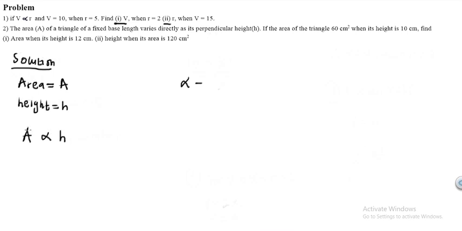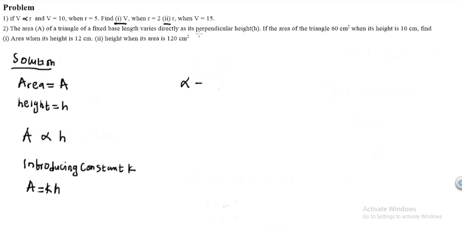Now, like we did before, the next thing we want to do is to transform this statement into an equation. To do that, we have to introduce a constant. So we say introducing constant k. So if we introduce a constant k to the right hand side of our equation, then we get A is equal to kH.